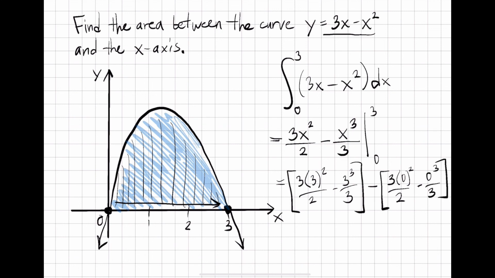Lucky for us, the second portion of our result is just 0. This part here. And the first part, you can work it out for yourself for the most part. It's going to be 27 over 2 minus 9 minus 0. And the result is going to be 4.5 or 9/2. And that is the exact area under the curve of this function.